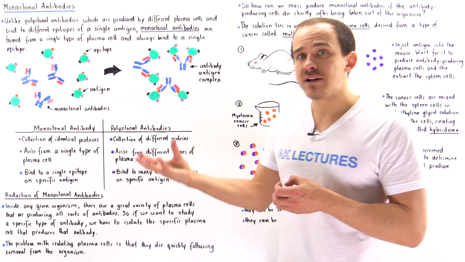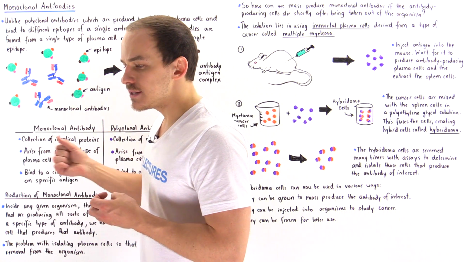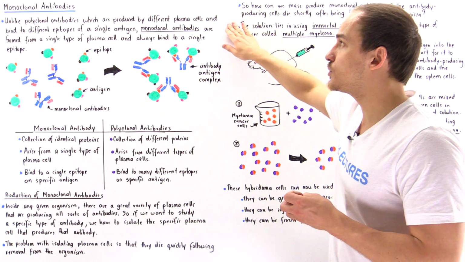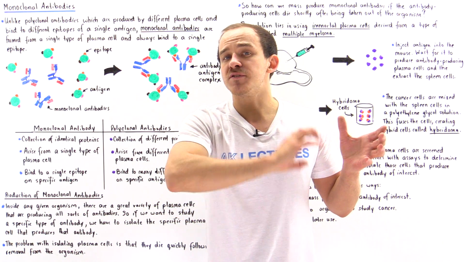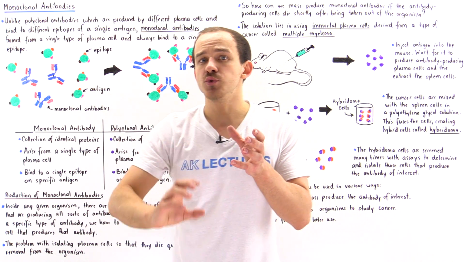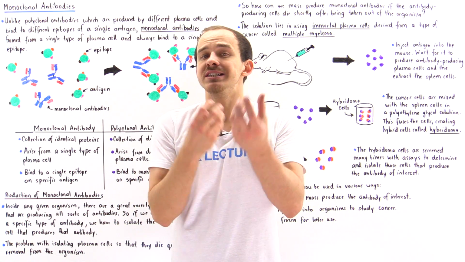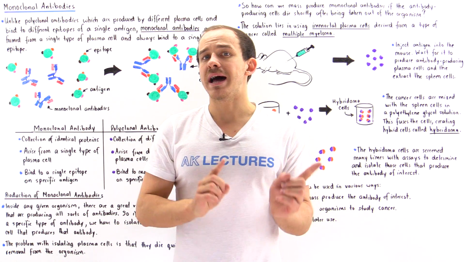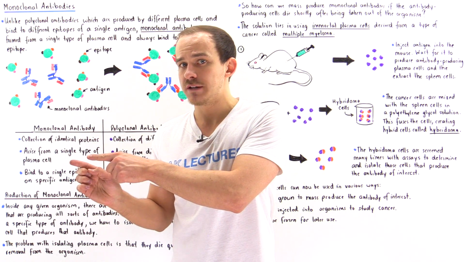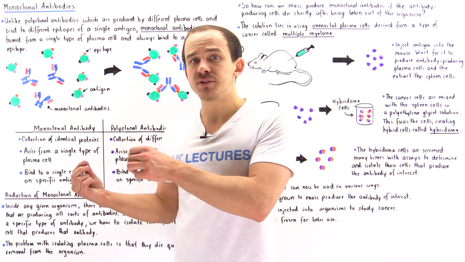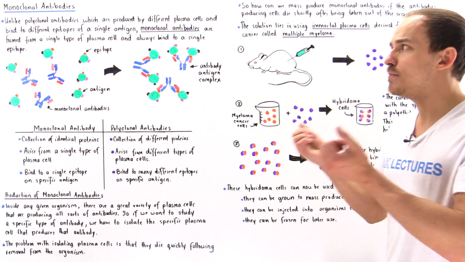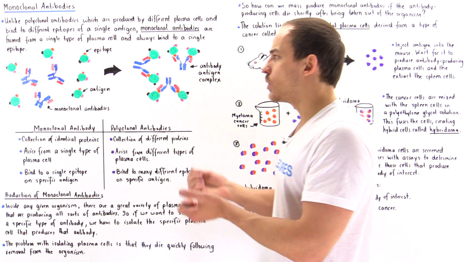And this is in contrast to polyclonal antibodies because, as we said, polyclonal antibodies are produced by different types of plasma cells. So we produce a different collection of these different types of antibodies. And even though these different antibodies are for a specific antigen, they can bind to different epitopes on that antigen. So this is the difference between monoclonal and polyclonal antibodies.